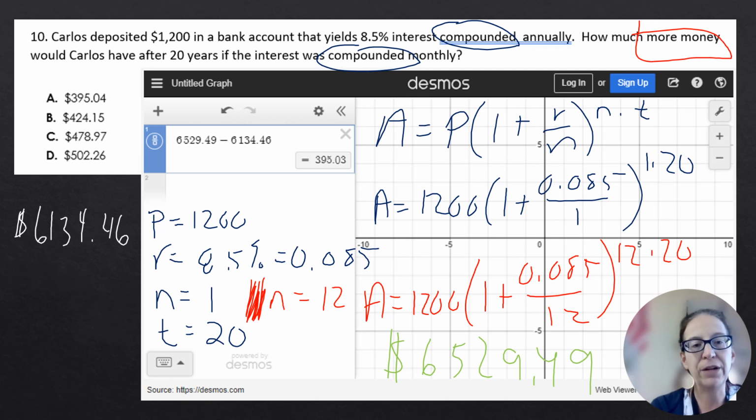Okay, so one of those numbers is if it is compounded just once a year. So there are 20 compounding periods. The other would be compounded 12 times. Yeah, so a lot more compounding periods. Now, the question is, how much more money does he have in the second situation?